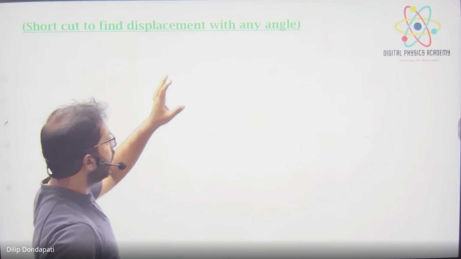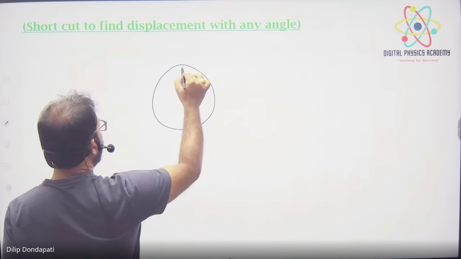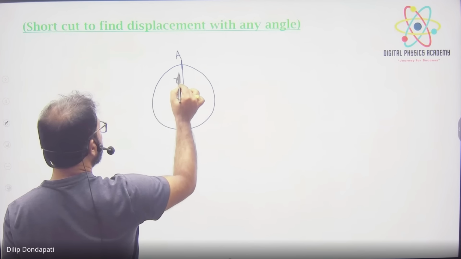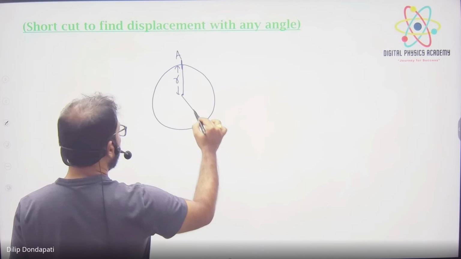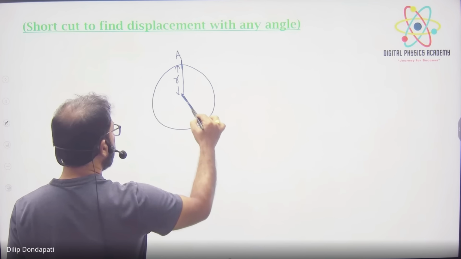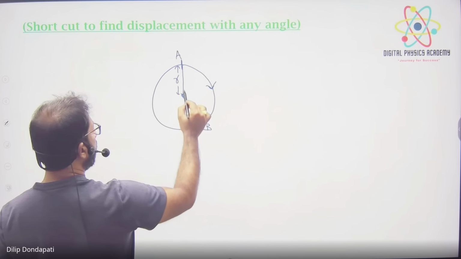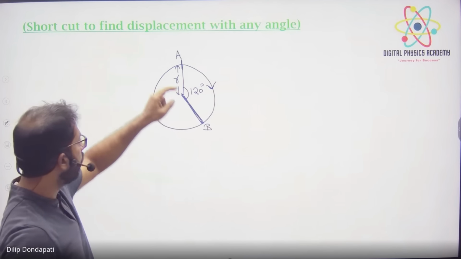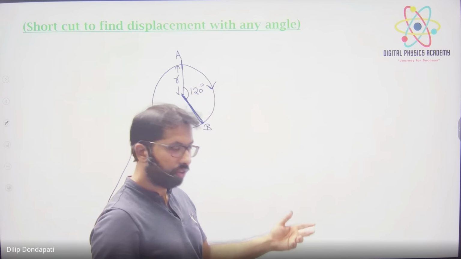Okay. Now suppose the particle started from A on a circle of radius r, and went to B here. It came to final position B here. Now how to find displacement? Suppose the angle is 120 degrees. If it is 90, then happily you do Pythagoras theorem. If it is diameter, you can tell. But for 120 or 160, how to find displacement?